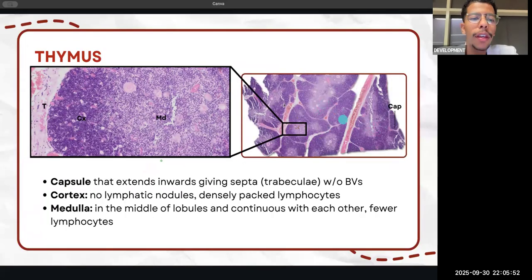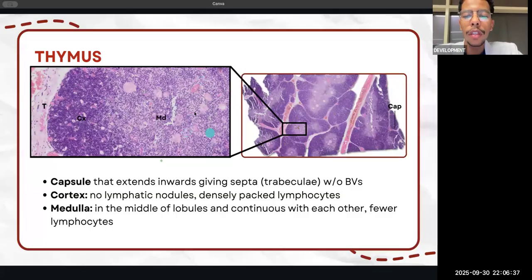Now for the thymus, again, we have a capsule. However, this time the capsule gives off septa. Septa are basically kind of like trabeculae, but with a different name. So in the thymus, the capsule gives off septa that divide it into lobules. The difference is that trabeculae had blood vessels running through them, but septa don't have blood vessels. Here, you can see that the cortex is quite darker than the medulla. We said that the medulla is in the middle and the cortex is the first layer after the capsule. So here, the dark part is the cortex and the medulla is in the middle.